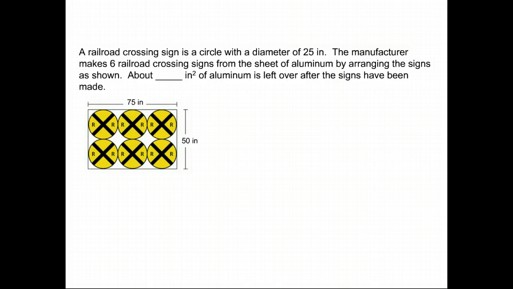the railroad crossing signs have a diameter of 25 inches. So you can see here, if each of these is 25 across, that's how we get 75 here. And two 25s gives us 50 on this side. So it is an accurate drawing. Here's how they arrange the signs when they do it. About how many square inches of aluminum is left over after the signs have been made?